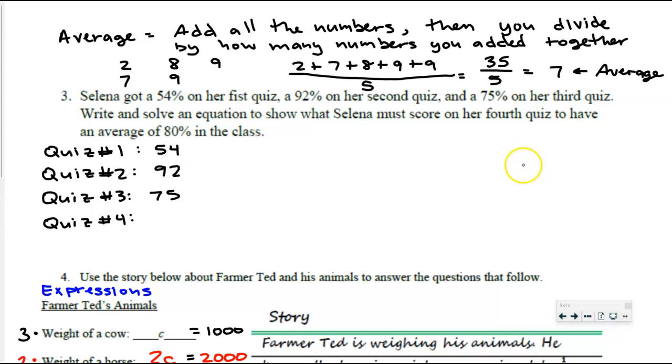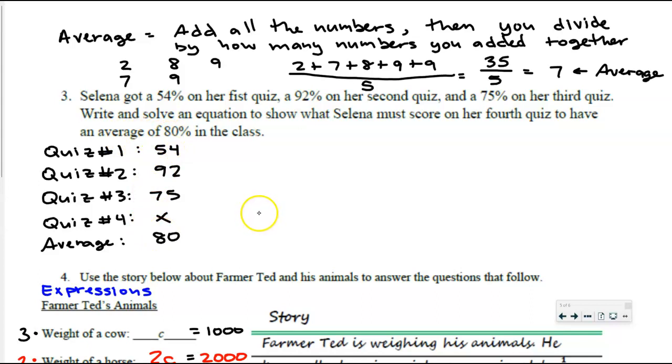If you read the problem, it says, write and solve an equation to show what Selena must score on her fourth quiz so that she has an average of 80% in the class. So what did she score on her fourth quiz? Do we know? So what am I going to use? A variable, x. What is the average? The average is 80%. So let's think about what this means.